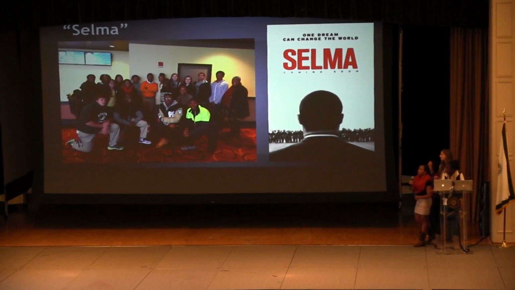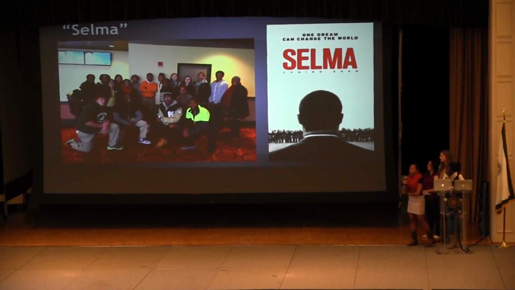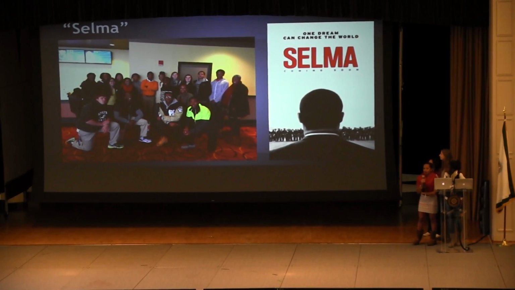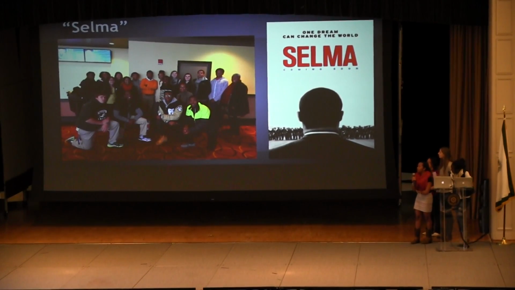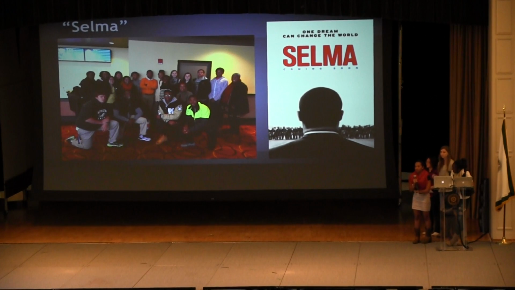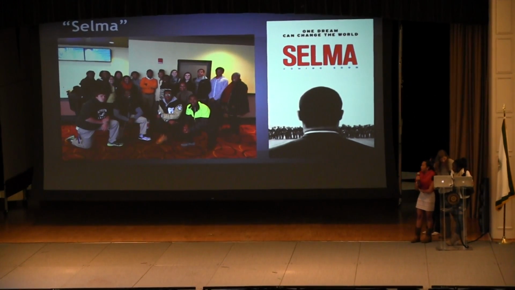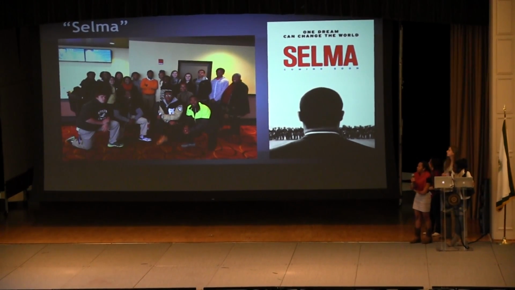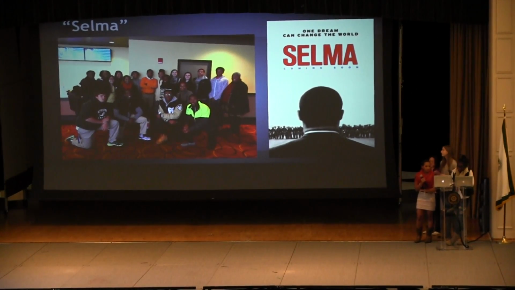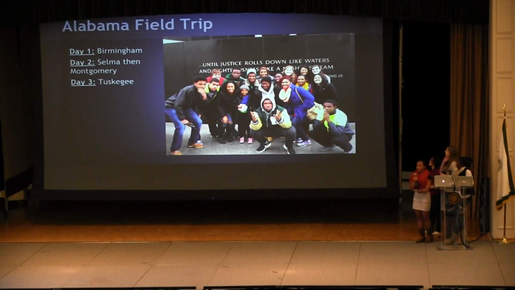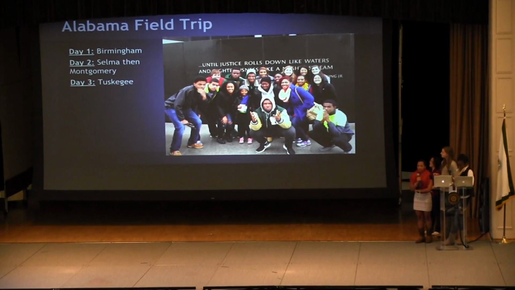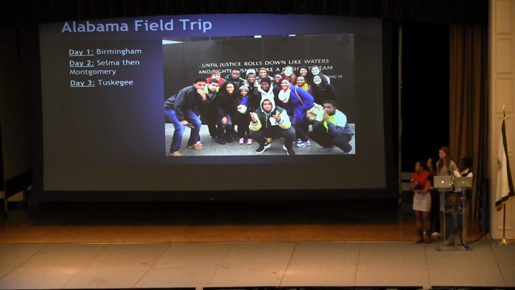Okay, so last week we went to see the movie Selma. It won a Golden Globe, and it's also up for a couple Oscars. It's a really good movie, and it talks about the march for voting rights from Selma to Montgomery. So we went to see that movie, which set up our trip to Alabama. We went to Alabama for 3 days. We went to Birmingham, and then we went to Selma, and then Montgomery, and then we visited Tuskegee.